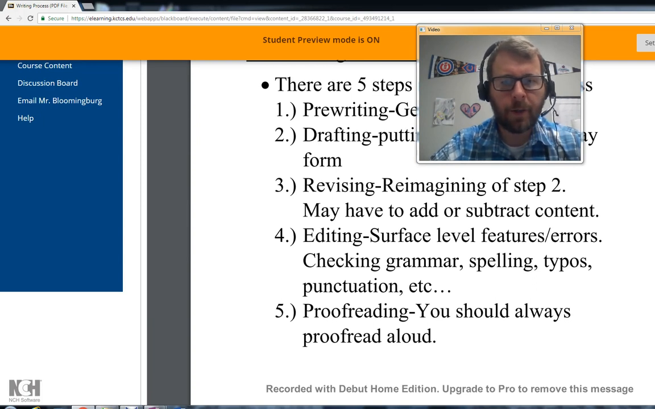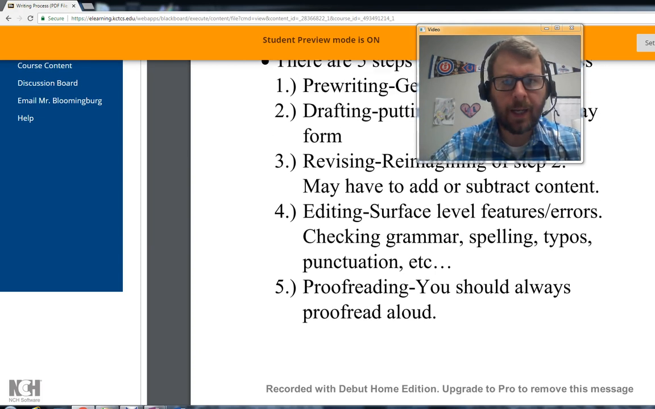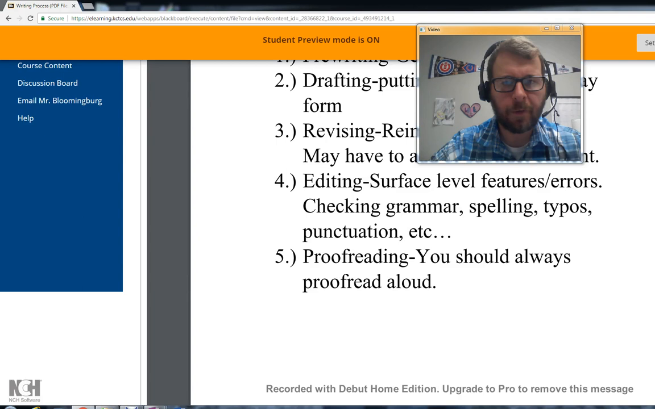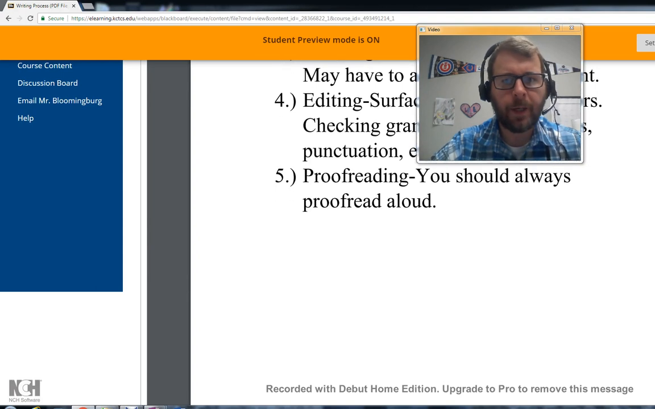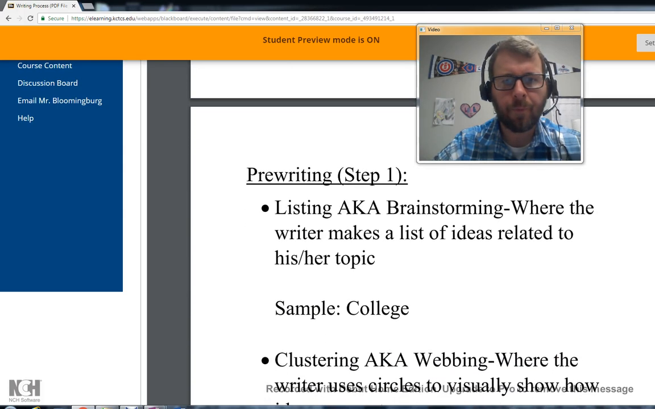It's where you're making sure that your ideas are fully developed. It's mostly concerned with content areas. Whereas editing, step 4, is the surface level features and errors. So that's checking your grammar, spelling, typos, etc. And proofread is where you should actually read your paper aloud. Hopefully you have somebody at home that you can turn to as a listening audience so that you can proofread that out loud.